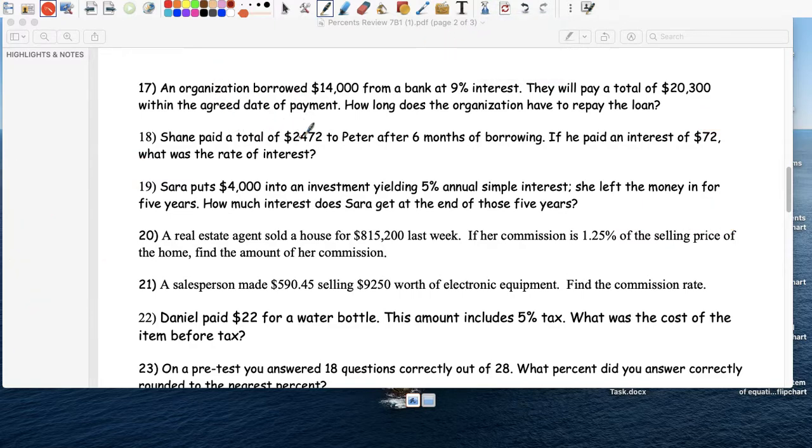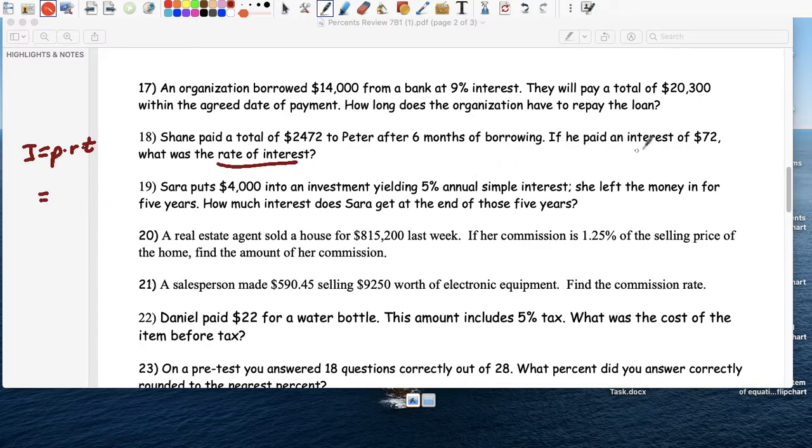Shane paid a total of $2,000 to Peter after 6 months of borrowing. If he paid an interest of 72, what was the rate of interest? Okay, so again, I equals P times R times T. So the rate of interest, R, is our unknown.